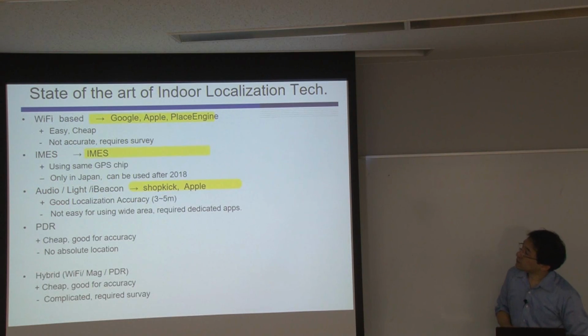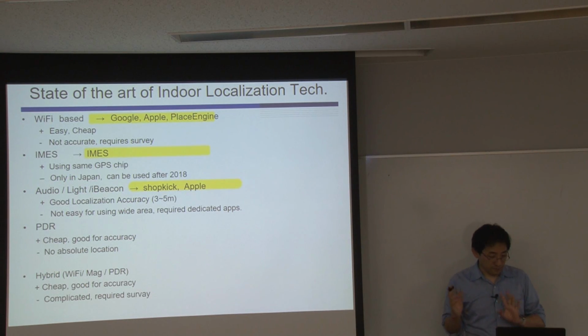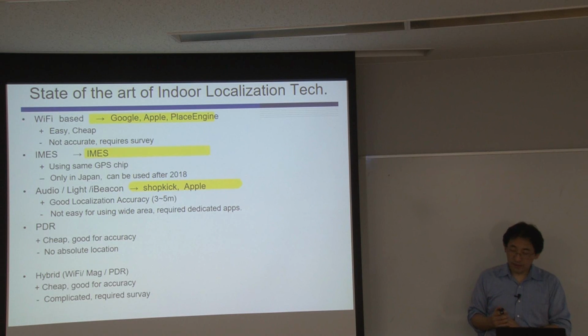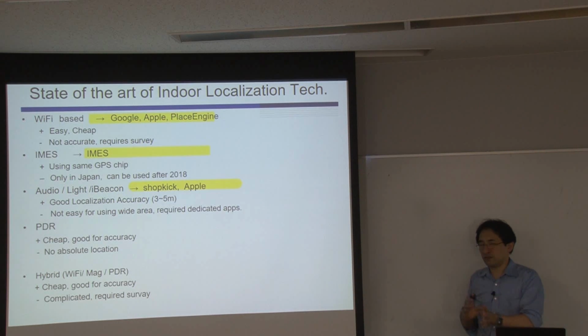Okay, this is the final slide. Today I showed you the state of the art in indoor localization technology. There are a lot of localization technologies: Wi-Fi based, IMS, audio, light, and I didn't explain iBeacon, but iBeacon is also an RF based system, and PDR and hybrid. Each medium has its pros and cons, positive things and negative things.